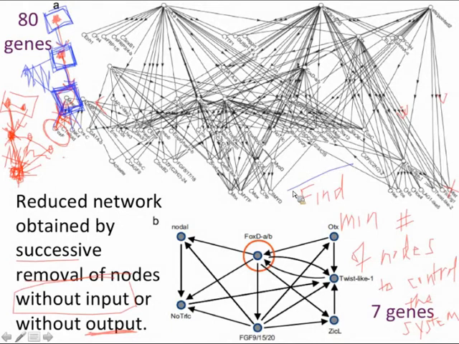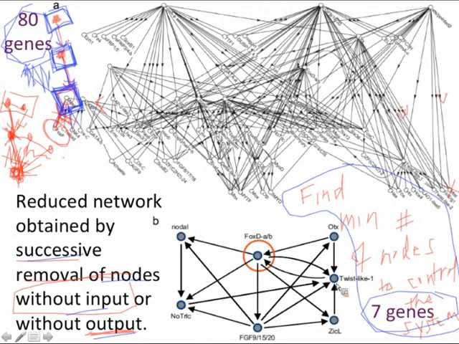But notice that the reason we want to find the minimal number of nodes to control the system is if you want to, for example, kill cancer cells, if you can control certain nodes, we can control lots and lots of other nodes. So notice, just by doing a successful removal of nodes without input or output, we went from 80 genes to 7 genes. So by controlling only these 7 genes, we can now control 80 genes. That's pretty powerful. So in terms of biology, if I try to control this one down here, I might have difficulties because it's being controlled by a bunch of other things. So these are the ones that I'd want to control. I'd want to control these 7.